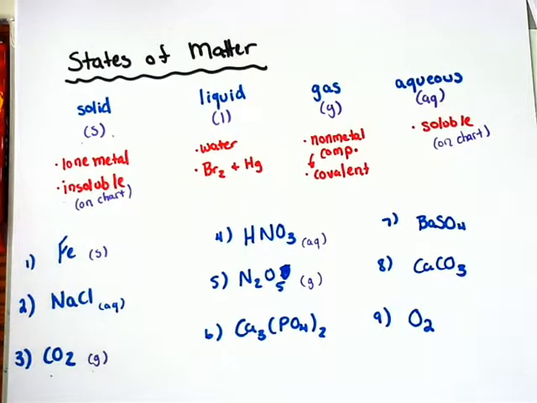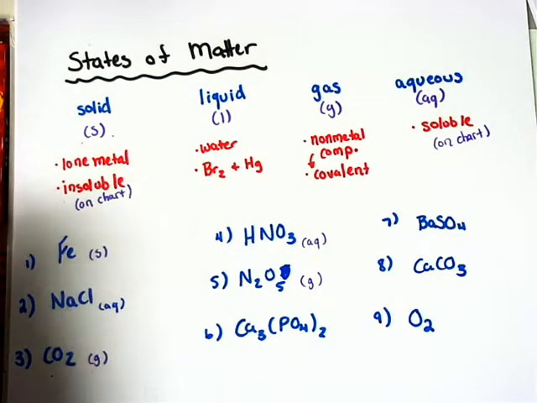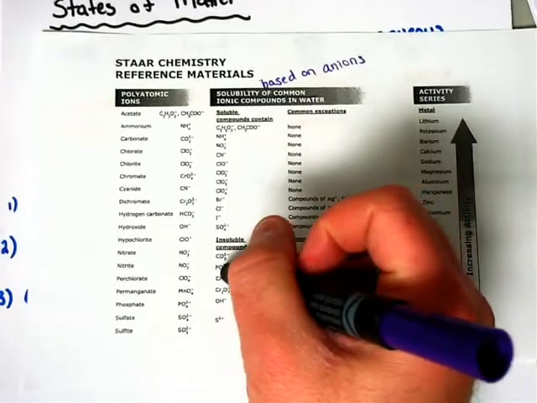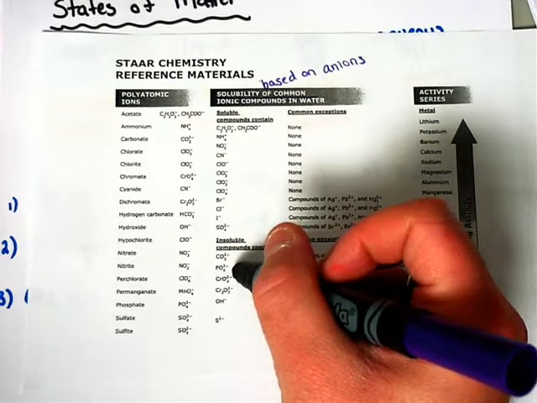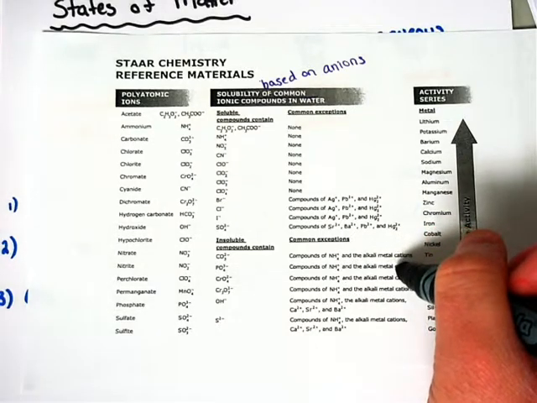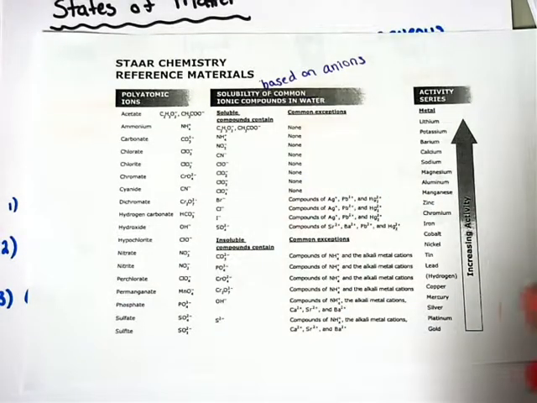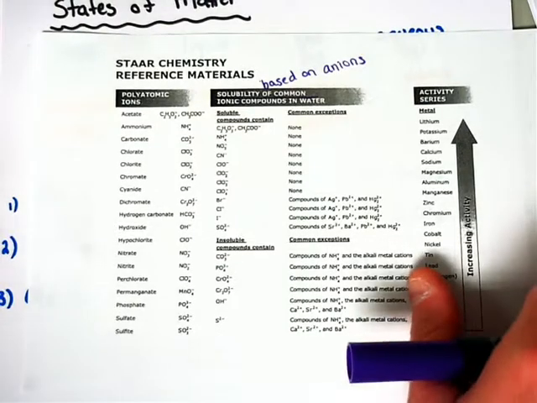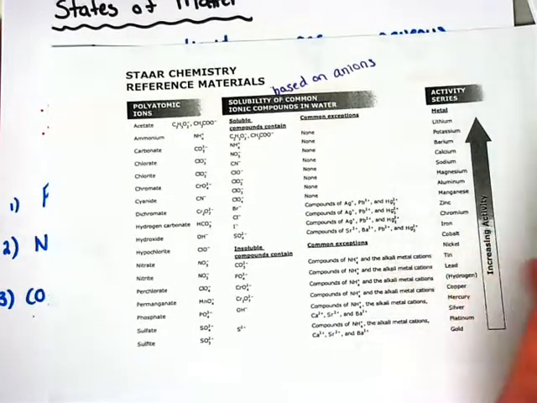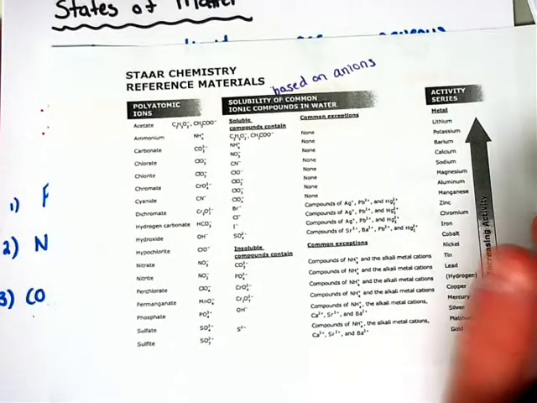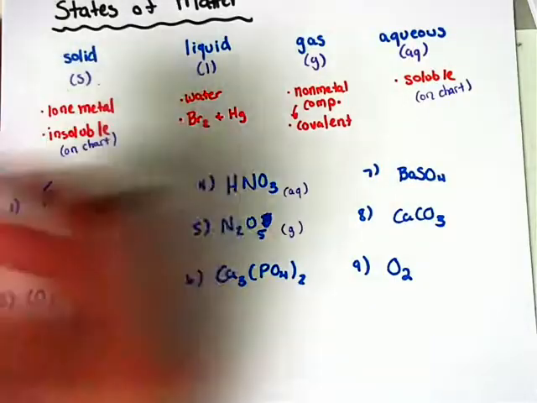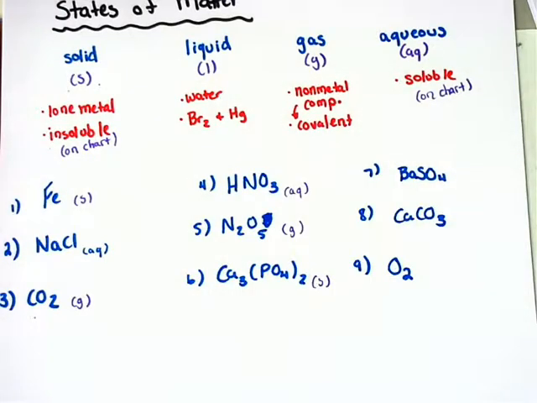How about Ca3PO4? Not going to be a liquid or a gas, so we're going to look at the chart. Remember, the chart's based on the anion, which is PO4. PO4 is in the insoluble section. It says some exceptions to that are NH4 and the alkali metals. What is the alkali metals? Can someone remind me? The first column. Is Ca in the first column? It's not. So is Ca an exception to this? No, it is not. That means that this compound is going to be insoluble. It's going to be a solid.